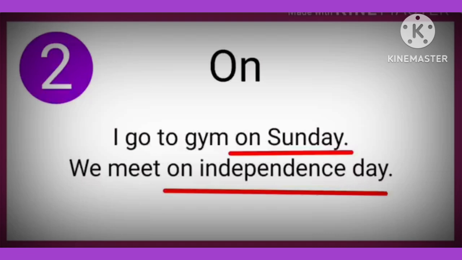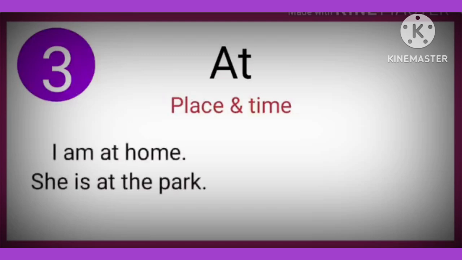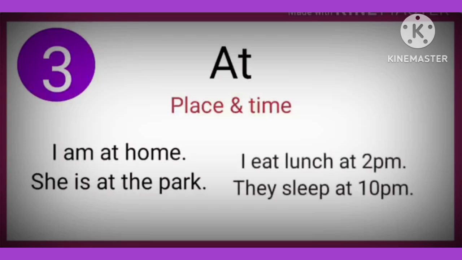Next example is here. A preposition. At. At is used for place and time. Example here. I am at home. She is at park. So, the preposition at is used for place and time.